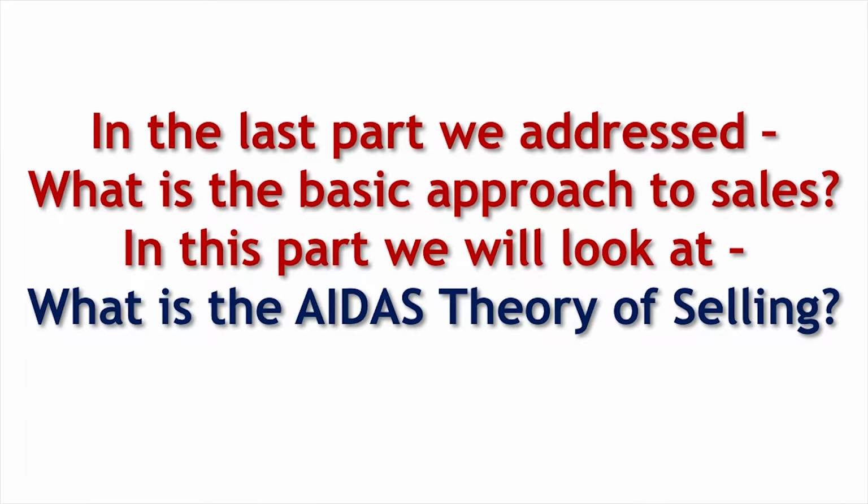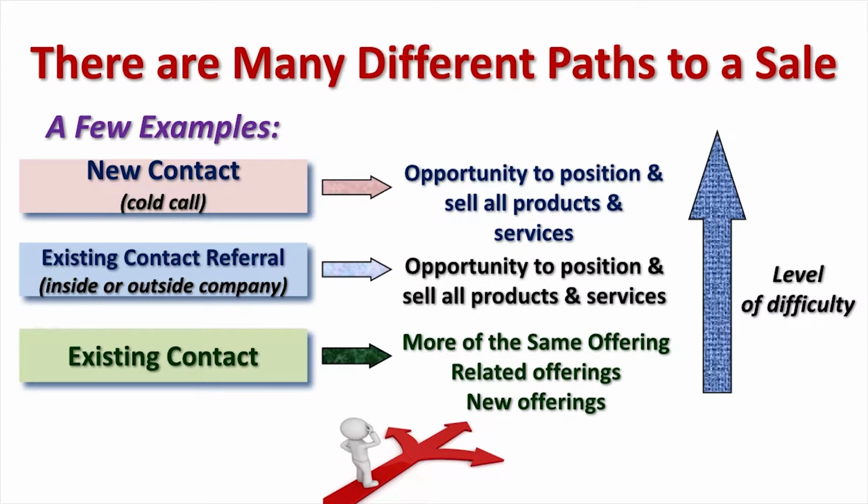In the last part, we addressed what is the basic approach to sales. In this part, we will look at what is the AIDAS Theory of Selling. There are many different paths to a sale. The level of difficulty is the lowest when you are approaching an existing contact. It becomes a little more difficult when you are approaching an existing contact through a referral, whether inside or outside the company. And it is obviously the most difficult when you are approaching a new contact or making a cold call.